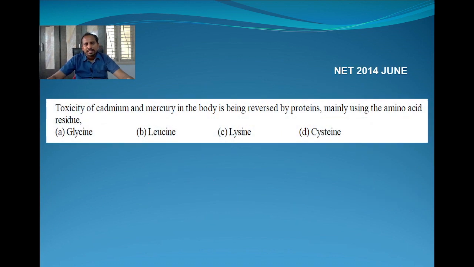So moving to the next question. Toxicity of cadmium and mercury in the body is being reversed by protein, mainly using which amino acid? Listen, very interesting question. If you look at glycine, leucine, lysine, cysteine: in glycine, NH2 and COOH are there; in leucine, an isopropyl group CH2 is there; in lysine, NH2 is there. But in the case of cysteine, an SH group is there.